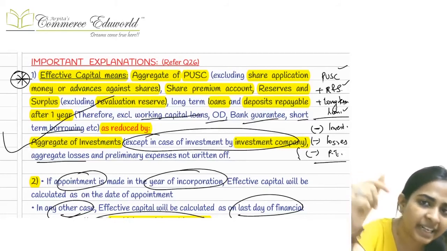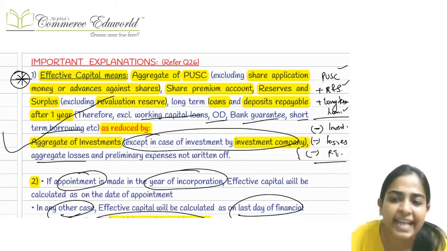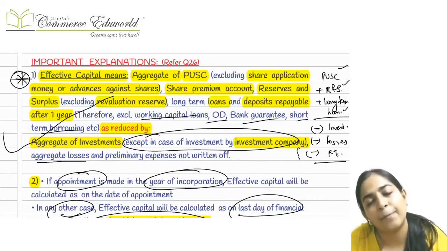But if your company is an investment company, then in that case you are not supposed to subtract.